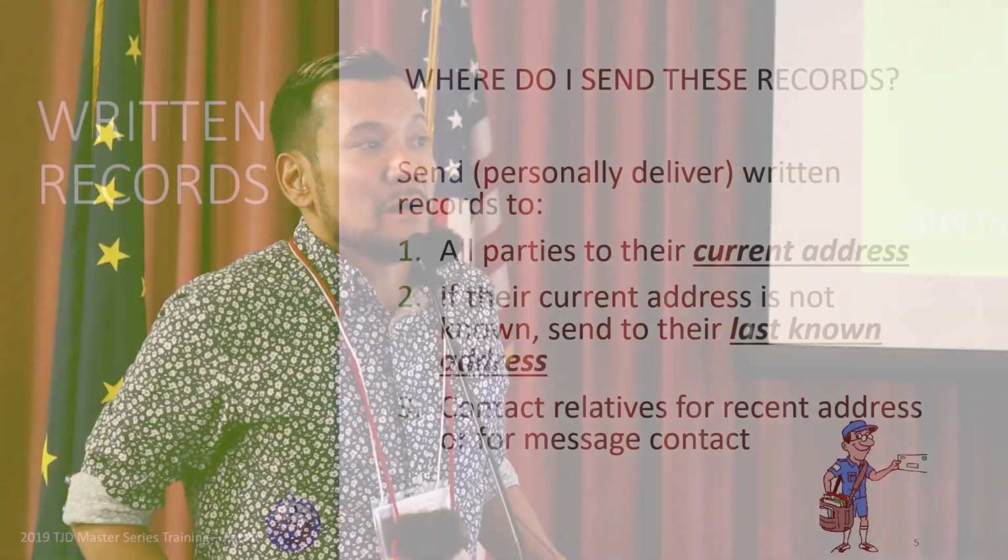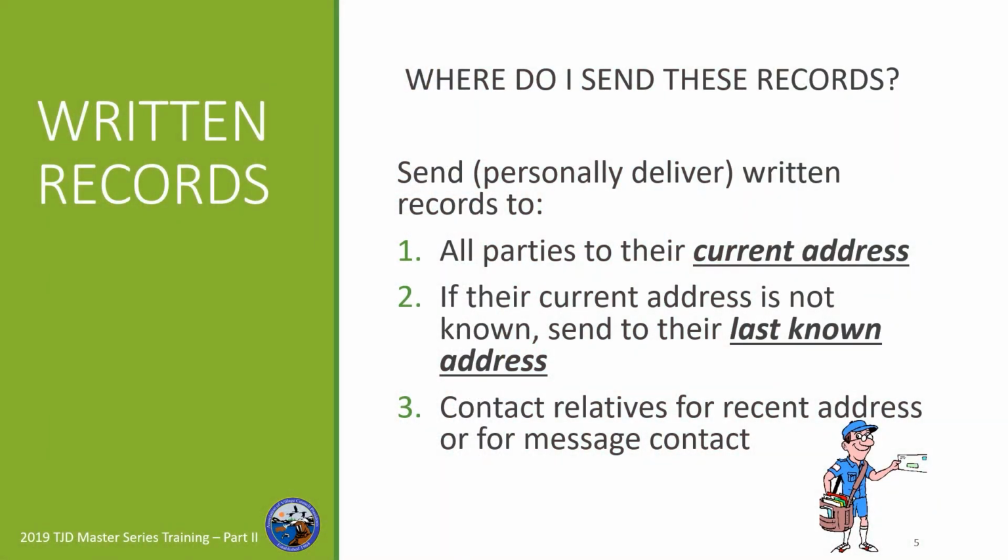Okay, so you may want to ask, where do I send these records, right? We have some written records, where do we send them? The best answer is that we want to make sure that we're sending it to the most current address for each of the parties and everybody that we're sending their records to. And we may run into a situation that their most current address is not known. If that's the case, we want to make sure we try to send it to the last known address. In the villages, it's maybe easy when people move from here to there, but sometimes it's not.